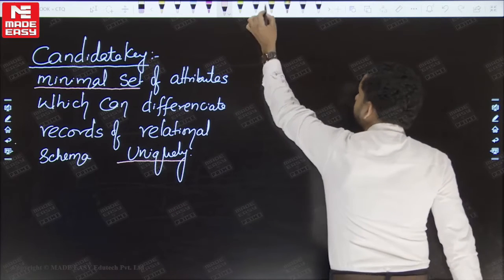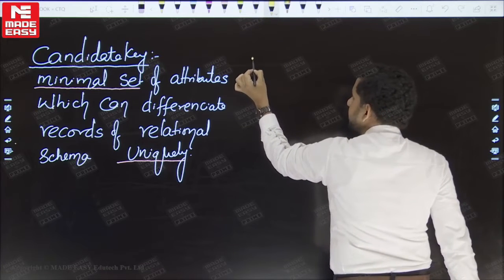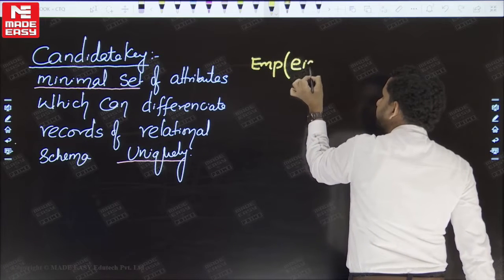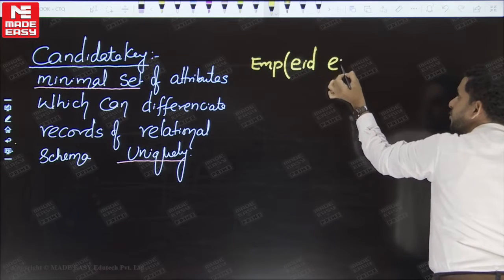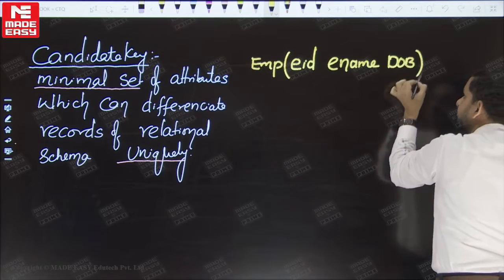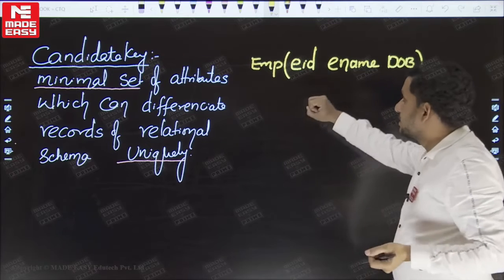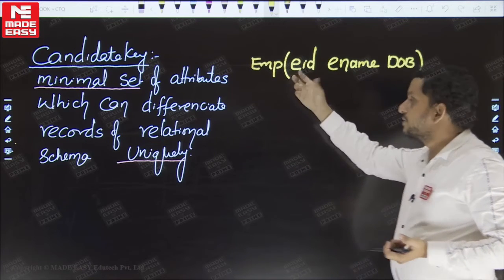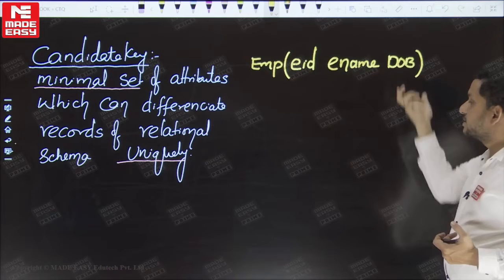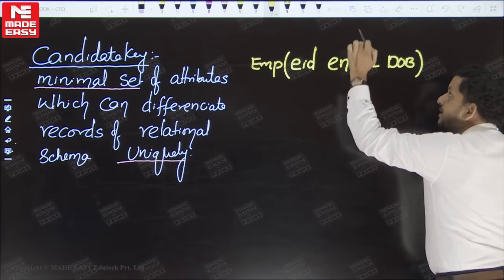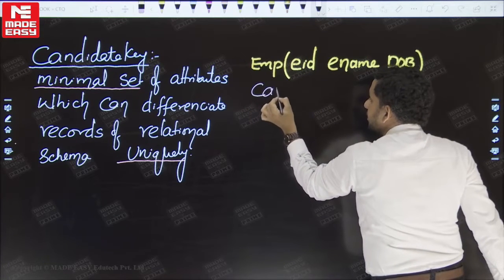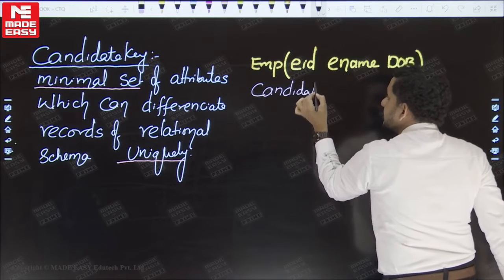So for example, if we take some employee database with fields employee ID, employee name, date of birth. It is a general, very well known kind of database table. So EID is unique for all the employees. Many employees can have the same name and the same date of birth. So no two records have the same EID. To maintain that constraint, we should assign EID as candidate key of this relation.